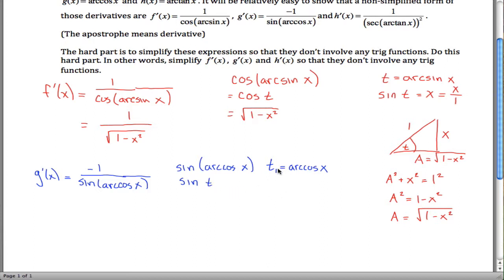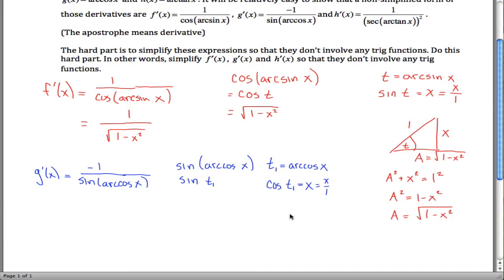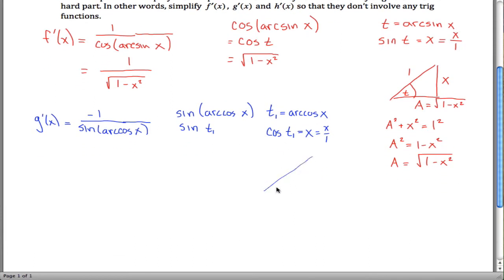And we can figure out sine of t if we recognize that if we take the cosine of both sides here, if we recognize that the cosine of t1 is equal to x, or if you want it as a fraction, it's x over 1. So when I go to draw my picture, I can put my angle down here, t1, and I know that cosine is adjacent over hypotenuse. So here's my adjacent side, here's my hypotenuse. And so what I want to know is my opposite side. I want to know this guy, maybe I'll call it B.